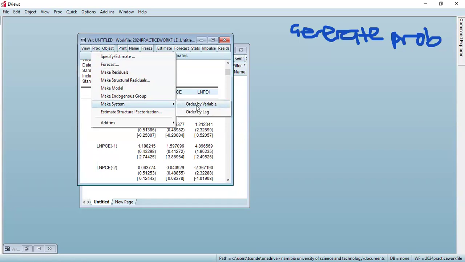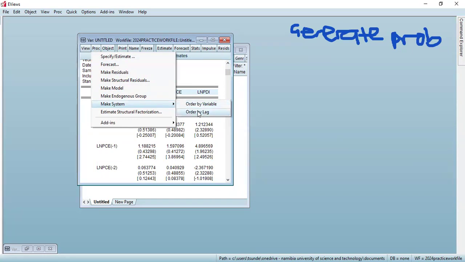Then you choose order by variable. If you choose order by variable, it means GDP and its lags are placed in one place. PCE and its lags are placed in one place, one after the other. Then PDI and its lags are placed one after the other.